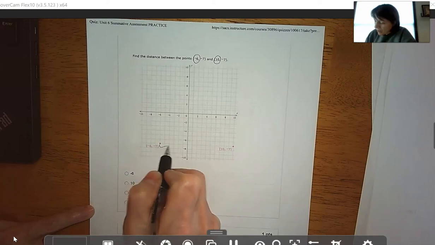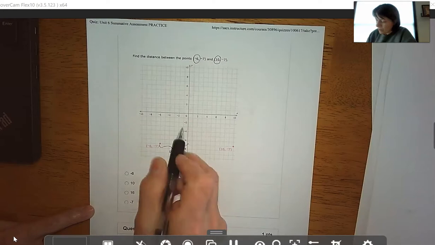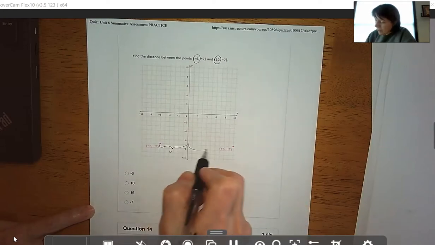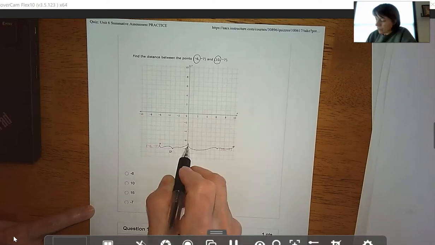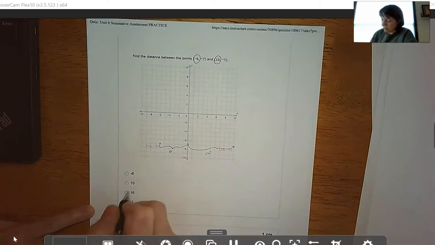We can see that we've got 6 units here to get from the origin, or the y-axis, to the spot there we're graphing. And then we've got 10 units here to get from the y-axis to the spot that we're graphing. So 6 plus 10 gives us 16.